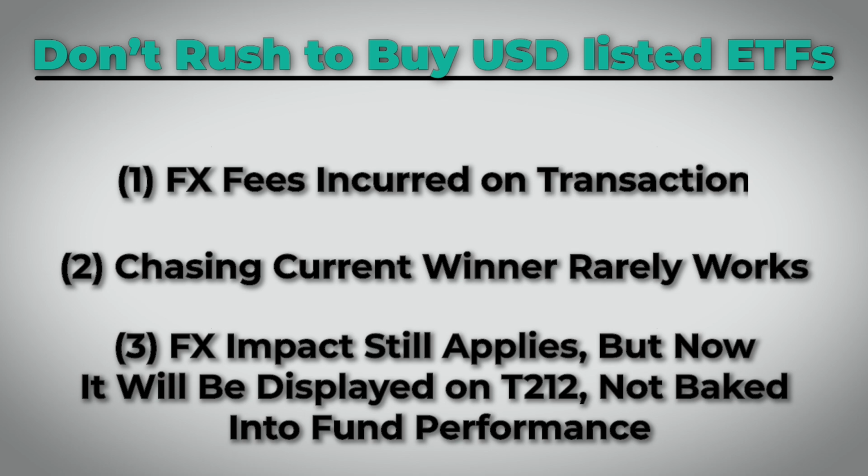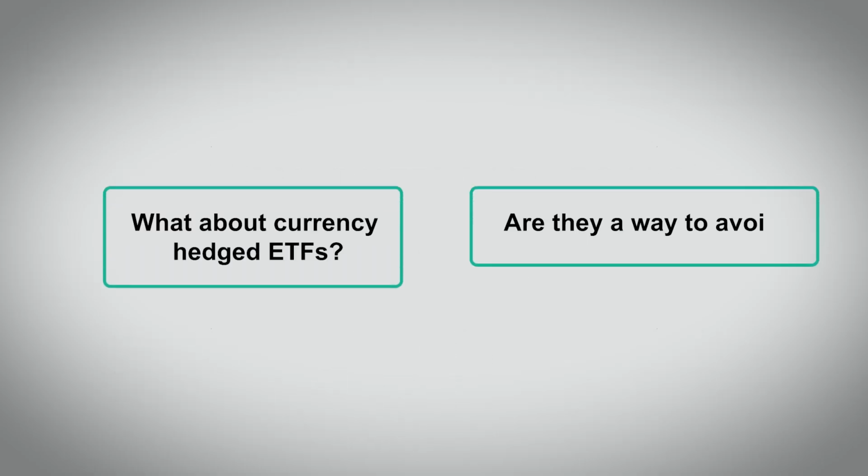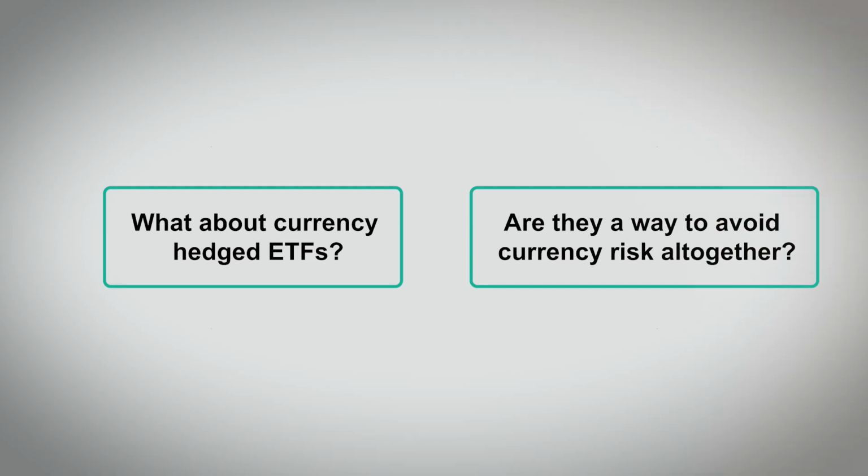Say you bought a USD listed S&P 500 ETF at the start of the year, your FX impact would be showing up as negative due to the pound strengthening. You're not avoiding the currency risk, you're just switching up how it is displayed. But what about currency hedged ETFs? Are they a way to avoid currency risk altogether?